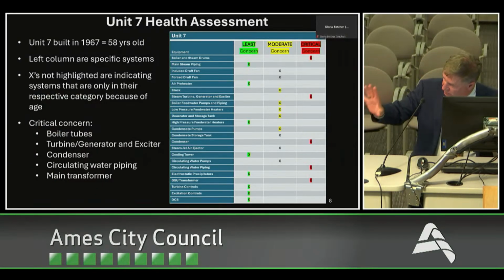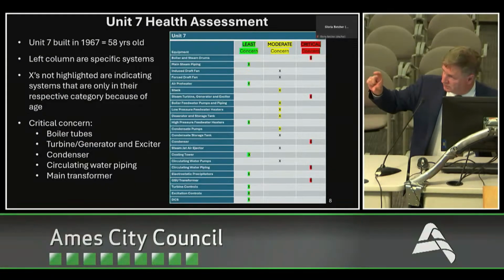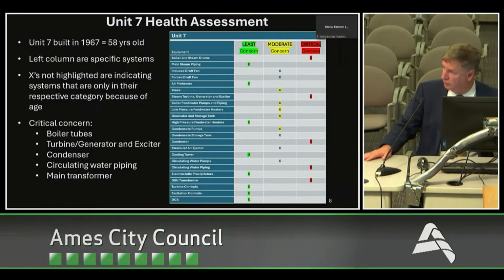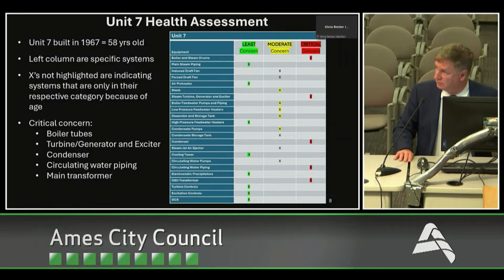All right. The chart is important, but please don't focus on the chart because we've redone it on the left-hand side to tell you what those ones in red are. So least concern are green things, moderate concern are yellow, and then the red concerns are the critical. So focusing more on the left, I'll explain what the chart is intending to do. So this unit was built, like we said, in 1967, 58 years old.